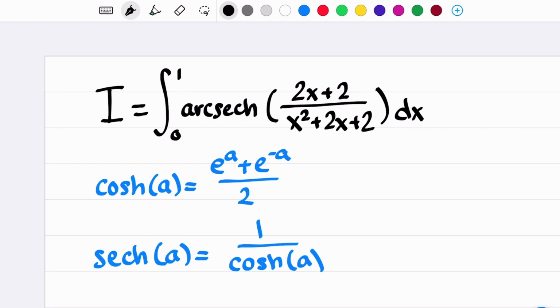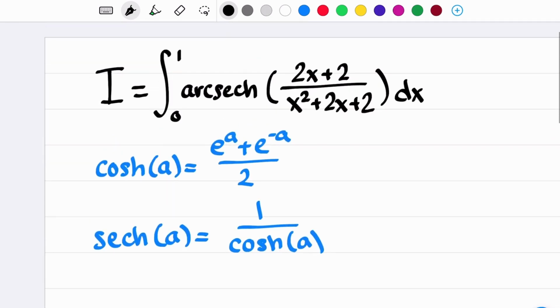So my first goal was to rewrite inverse hyperbolic secant in terms of something else, as a different function altogether, so I could re-represent it and maybe have a better chance at integrating whatever I come up with. So that was my first goal. Now let's go through how I actually did that.